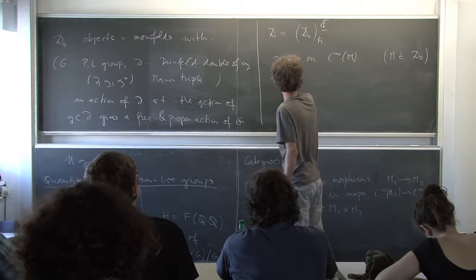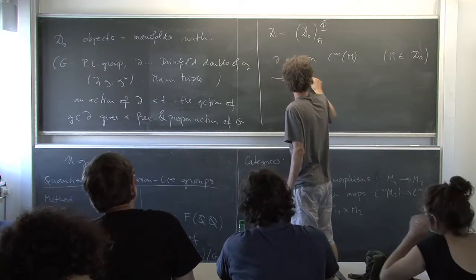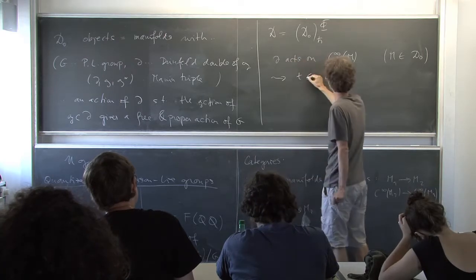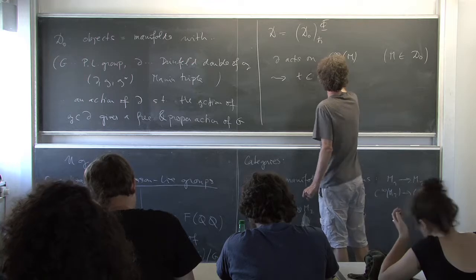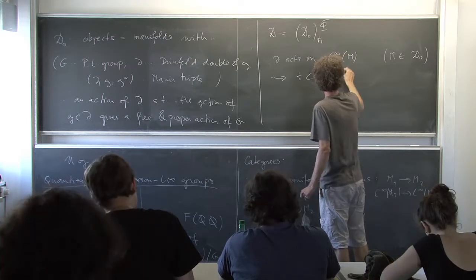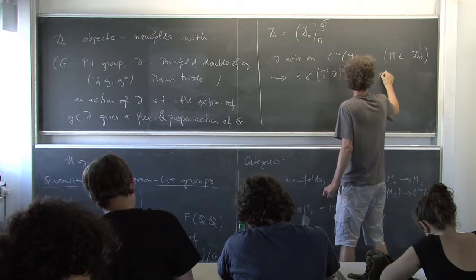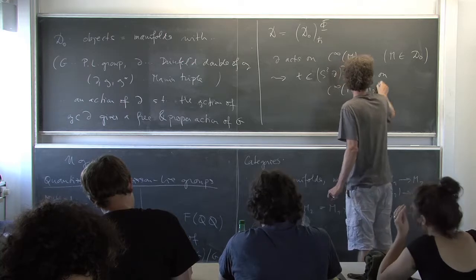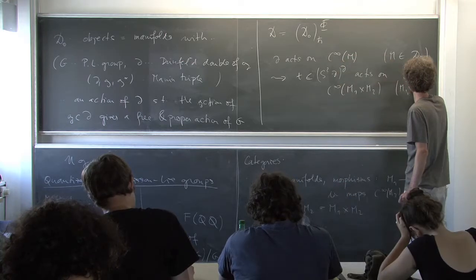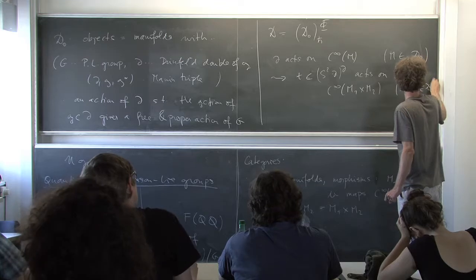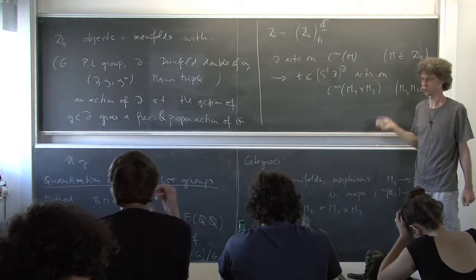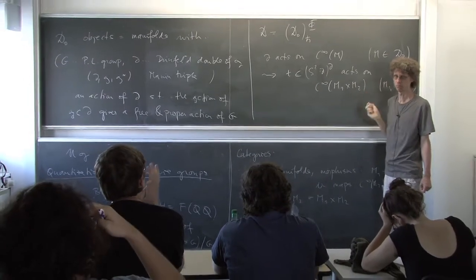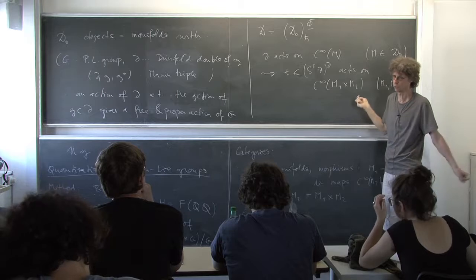And so from this we'll get action T, who sits in S to D. D acts on C infinity M1 times M2 for any M1, M2. Just do: the first component acts here, the second component acts there, as we have this D action, and this is the morphism.